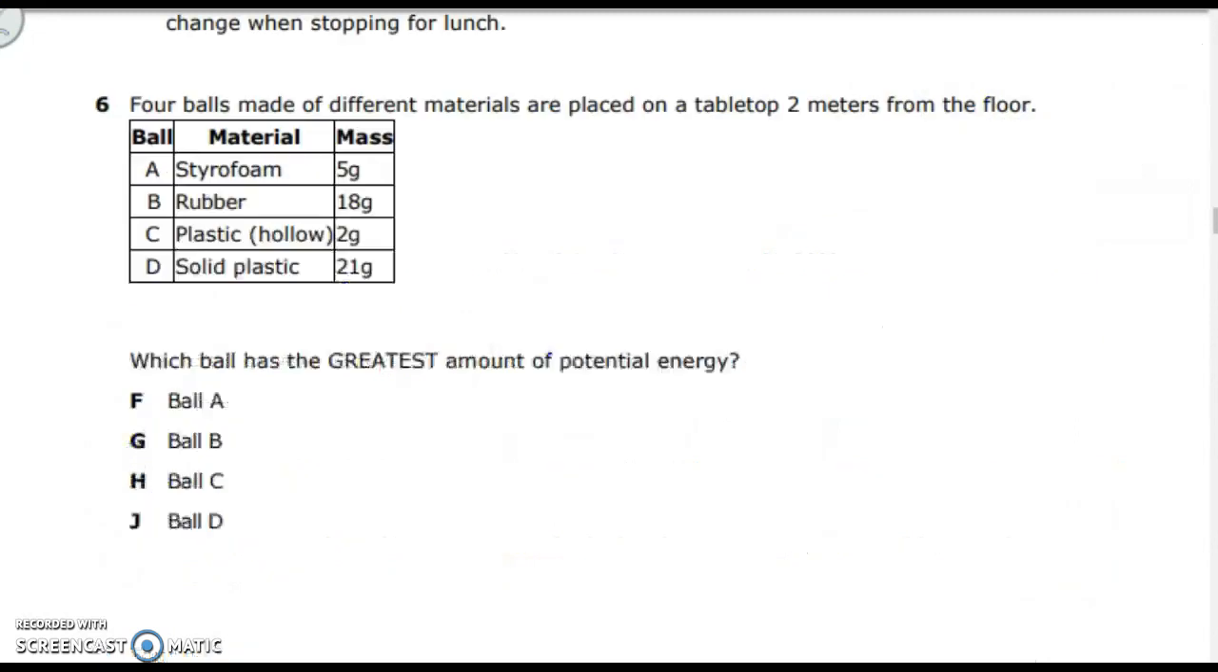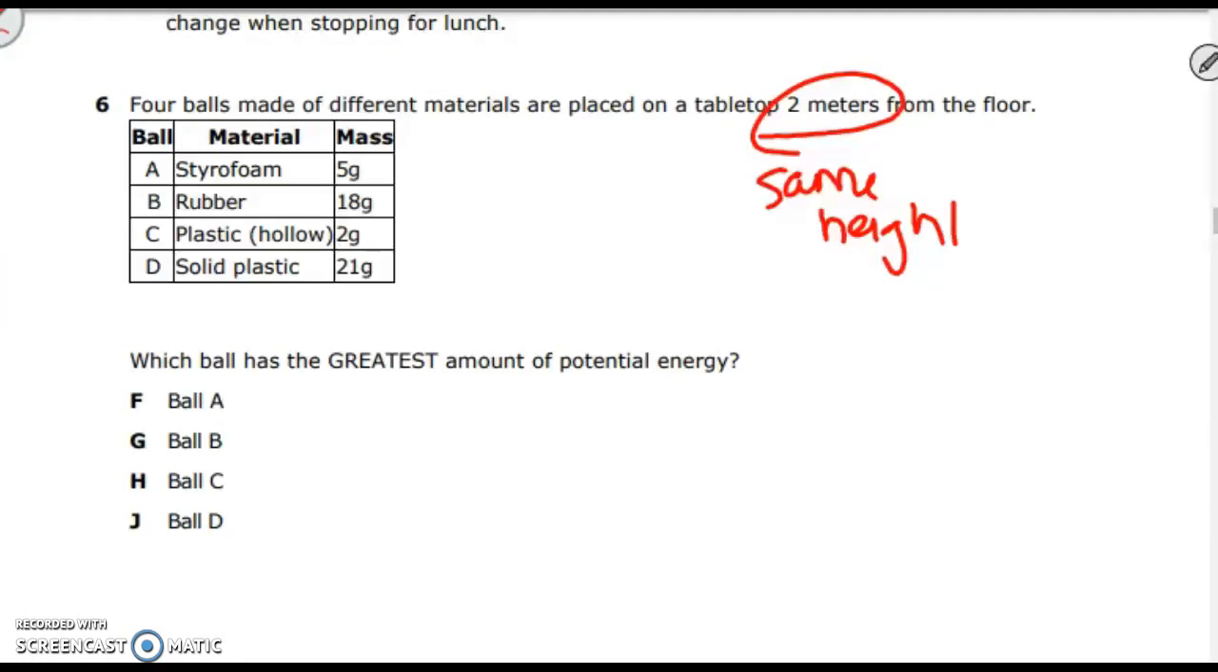4 balls made of different material were placed on a tabletop 2 meters from the floor. So they're all at the same height. Which ball has the greatest amount of potential energy? Well, we talked about potential energy is the stored energy. And we talked about that it depends on 2 things. It depends on height and our position more so, and mass.